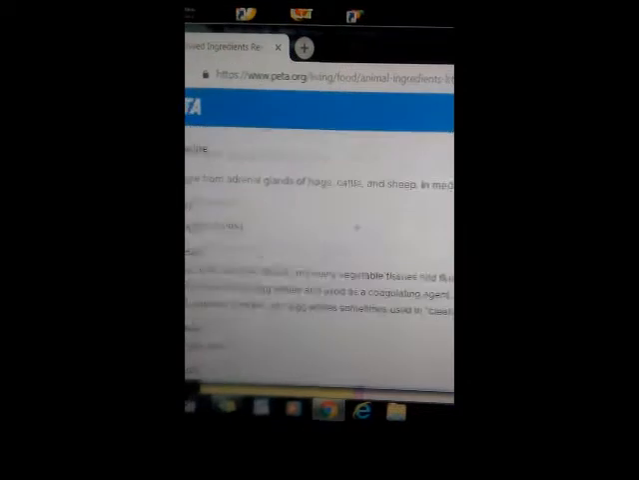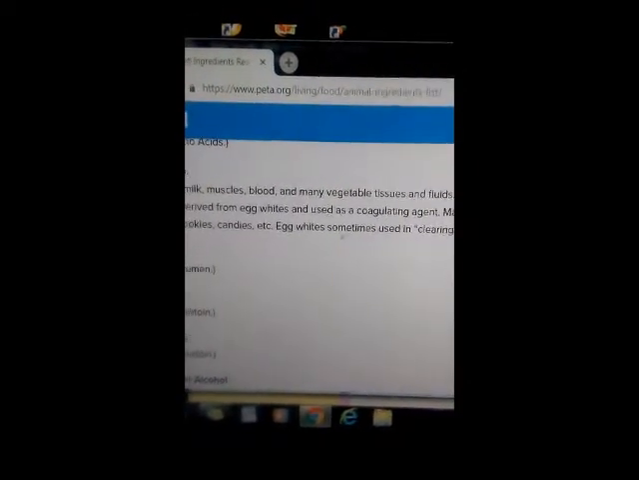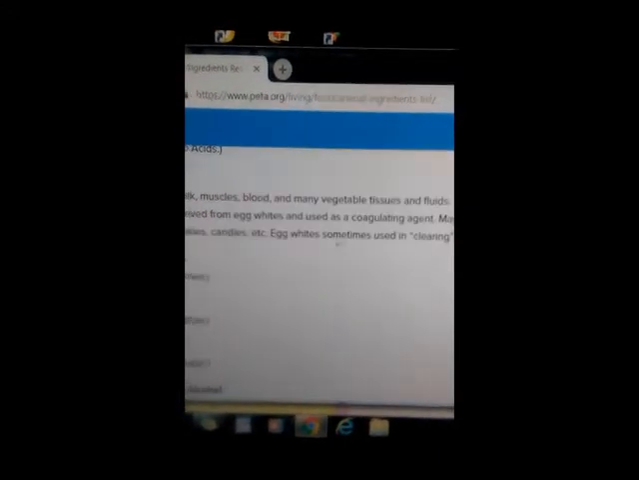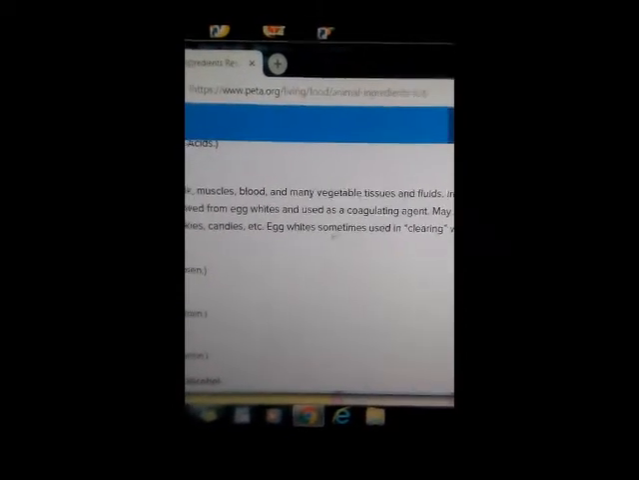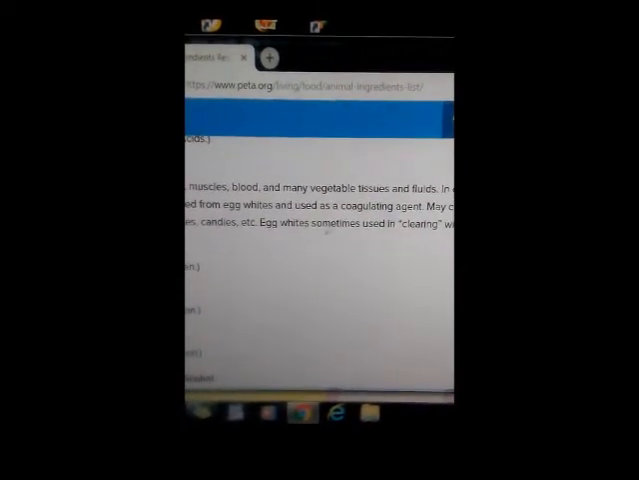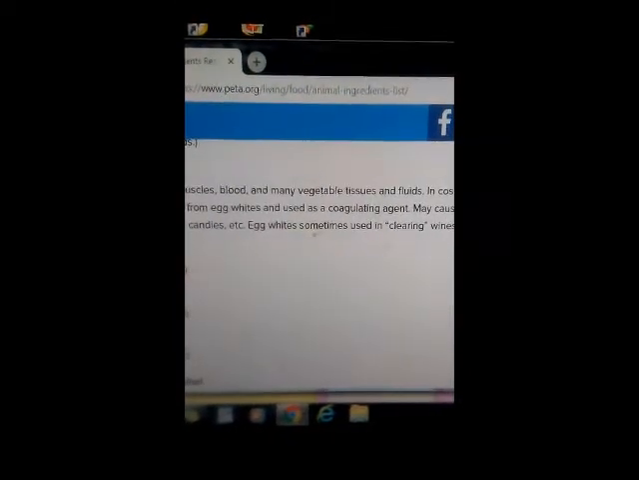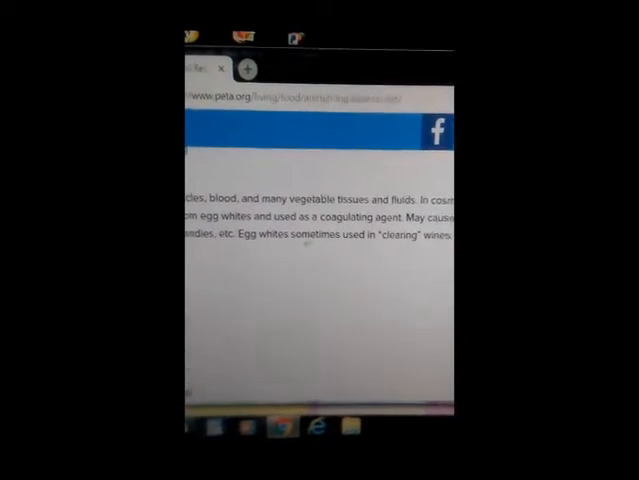ingredients. So, let me see. There's albumin in eggs, milk, mussels, blood. And as Scripture tells us, don't eat blood. We shouldn't be consuming anything of blood in our food like that. Nor the fat of the animal, because we know that causes high cholesterol and other health issues, clogging the arteries, heart problems and all. Okay. And many vegetable tissues and fluids.